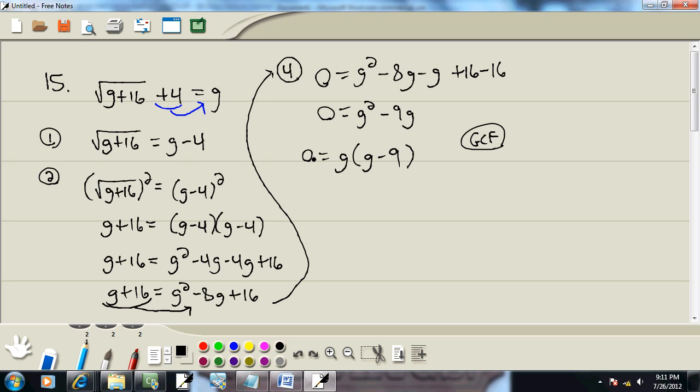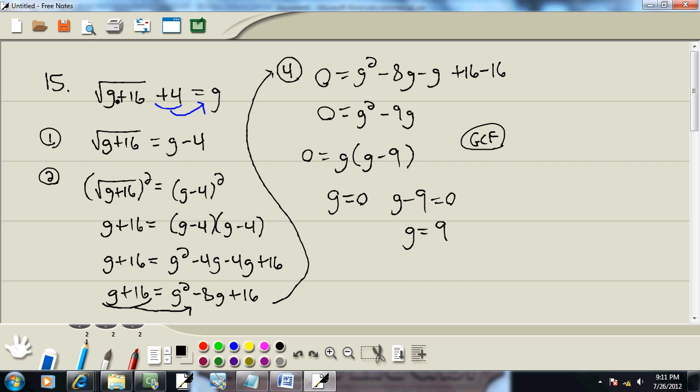Now, the zero factor property says you get 0 on one side, you factor the other side, you can set each factor equal to 0. So I said g equal to 0, and g minus 9 equal to 0. The g equals 0 we can't do anything with, but this one, take negative 9 to the right side, becomes a positive 9. Well, step 5, check our answers.